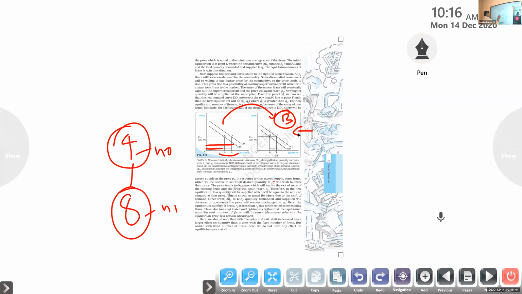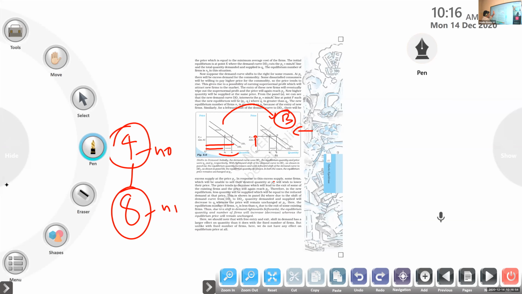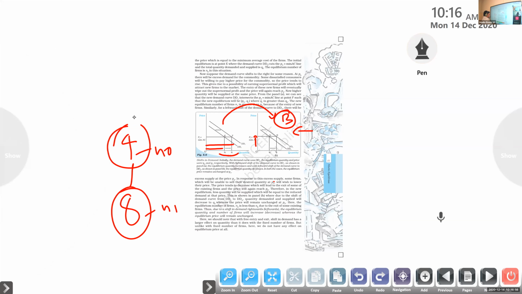Okay, so some firm will move away. So supply will regulate. Again, the price will move back to the P0, average cost, minimum average cost. Therefore, in the new equilibrium, less quantity will be supplied, which will be equal to the reduced demand at that price. This is shown at panel B, where due to the shift of demand curve from DD0 to DD2, quantity demanded and supplied will decrease to Q2, where the price will remain unchanged at P0.